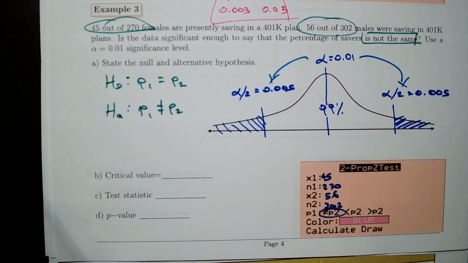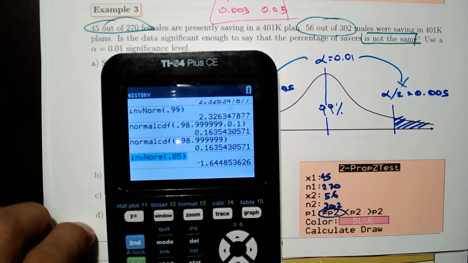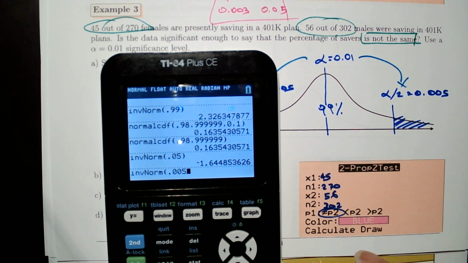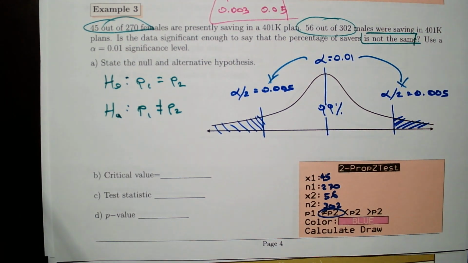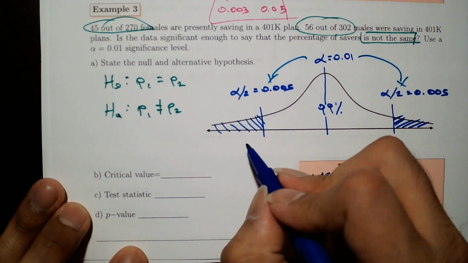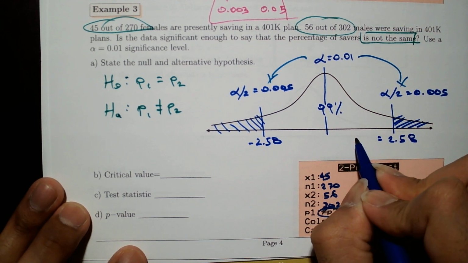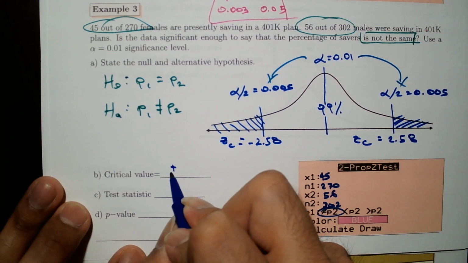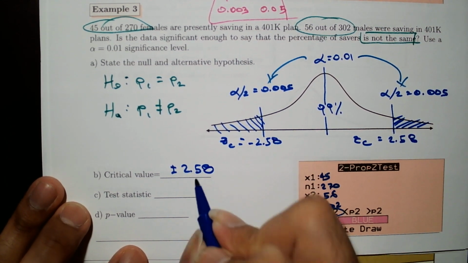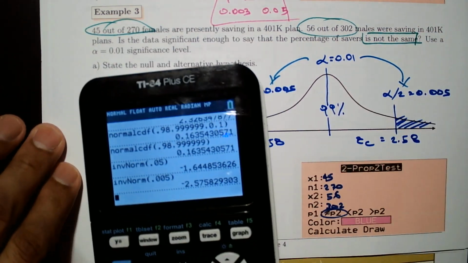So the z-score critical, let's find the critical value. Inverse norm of 0.005 in this case. And I get 2.58. Both negative, both positive. Negative 2.58 and 2.58. So this is going to be our z critical, plus minus 2.58, because in this case it's a two-tailed test because of the inequality sign in the alternative hypothesis. Let's just put the numbers. Let's go ahead and do that.